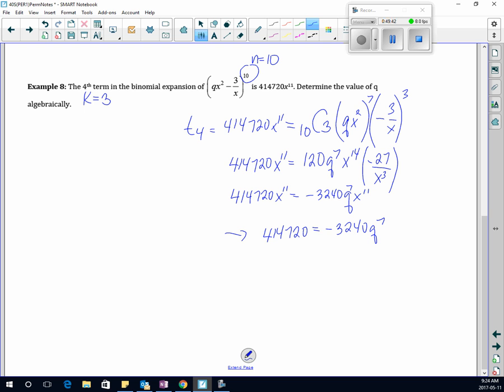Okay, so I'm going to take 414,720 divided by negative 3240. And I get negative 128 equals q to the power 7. Does anybody know how to solve what q is? A 7th root. Did you know that you had a 7th root on your calculator? Yes, you can do it that way, or you can just do negative 128 to the power 1/7. That might be the fastest way. And probably you know the answer anyways. -2.